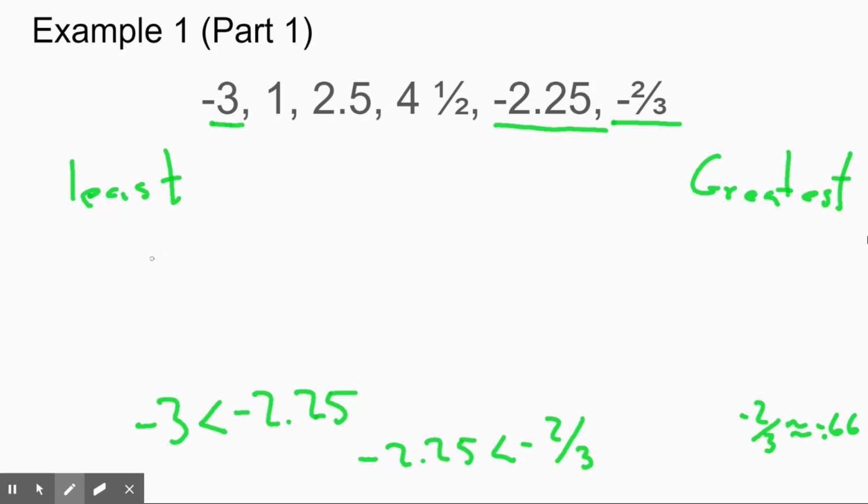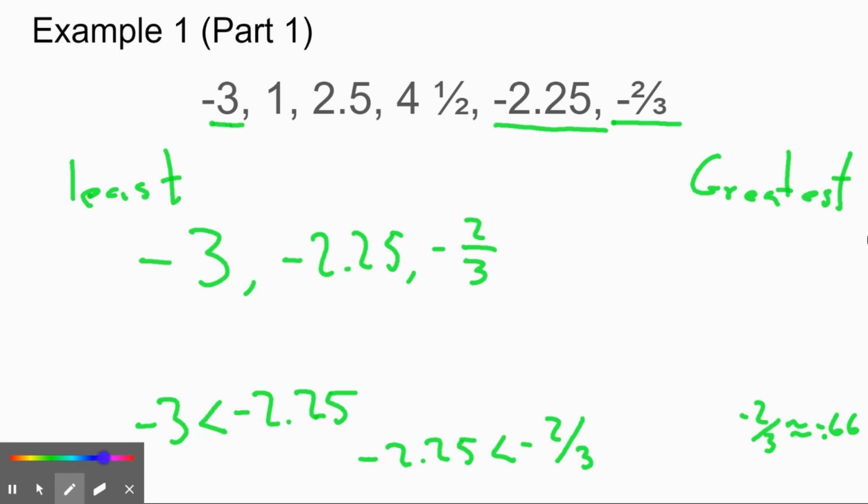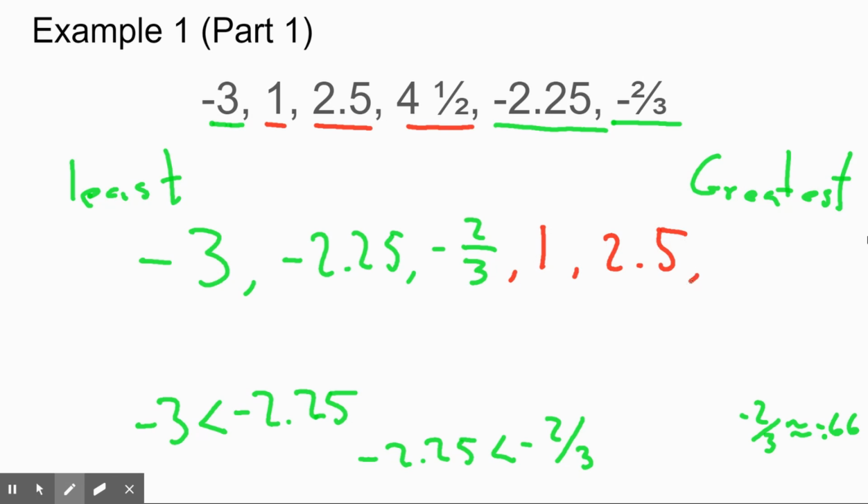So that means all of our negatives in order should go negative 3, negative 2.25, and negative 2/3. Now, we also have to do the values that are positive numbers. And those, I think, are going to be a lot easier to order. In fact, if we look at how they're ordered in our selection of numbers, they're already in order. So, we can rewrite them like so. And all we've done is rearrange our numbers so that they go in order from least to greatest.